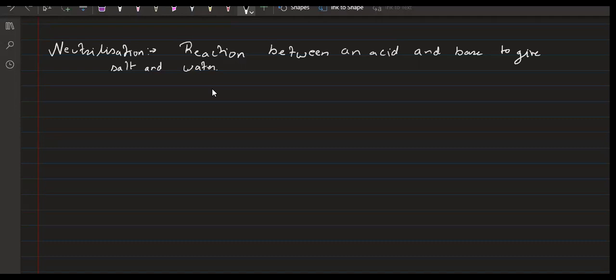So in general, you can write it like this: base plus acid gives salt plus water. And this is not your normal salt, right? The type of compound is called a salt. This is your neutralization reaction.